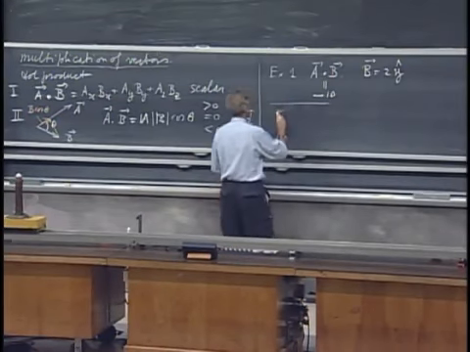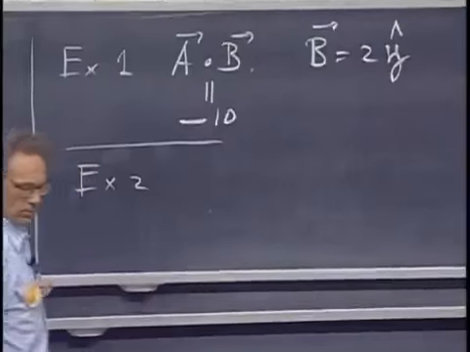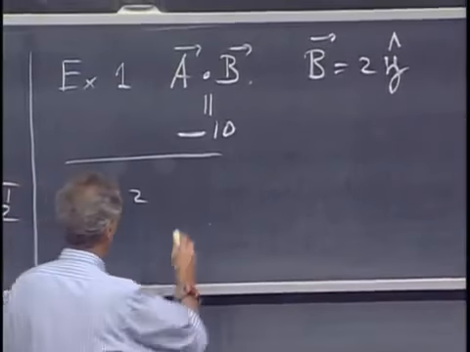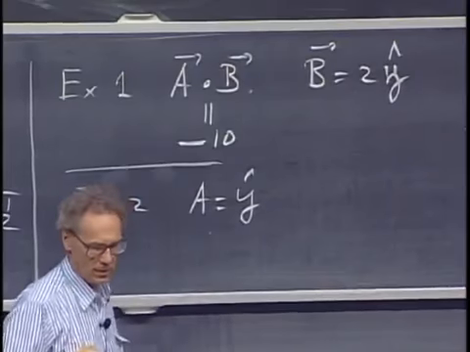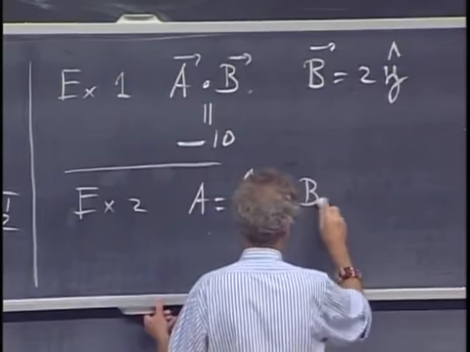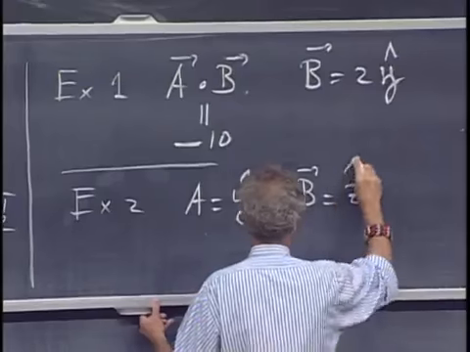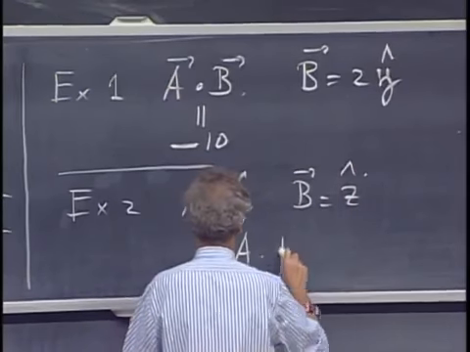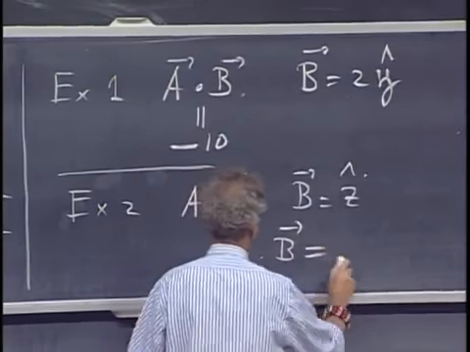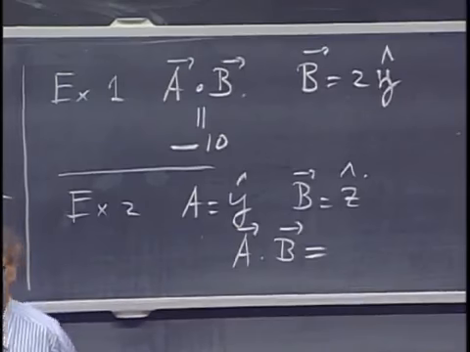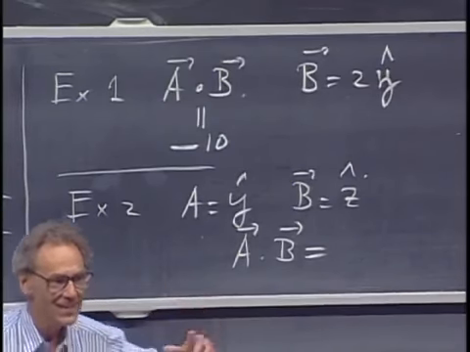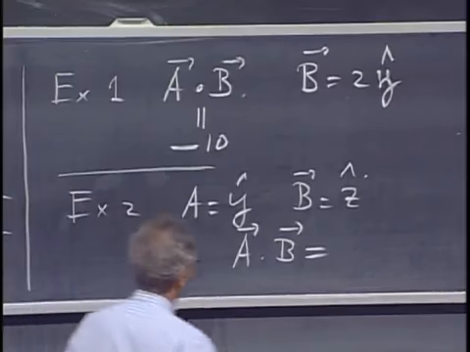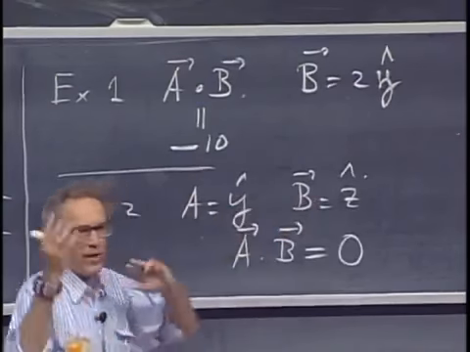I can give you another example. Example 2. Suppose A itself is the unit vector in the y direction, and B is the unit vector in the z direction. Then A dot B is what? I want to hear it loud and clear. 0. Yeah, 0. It is 0. You don't even have to think about anything.